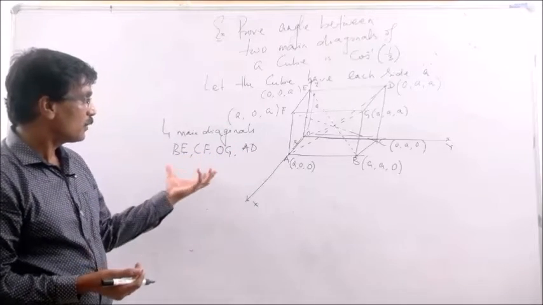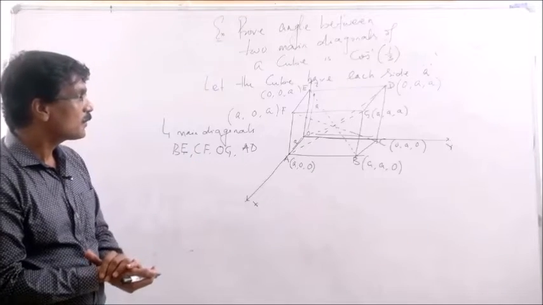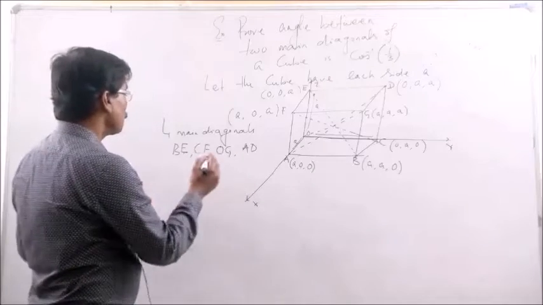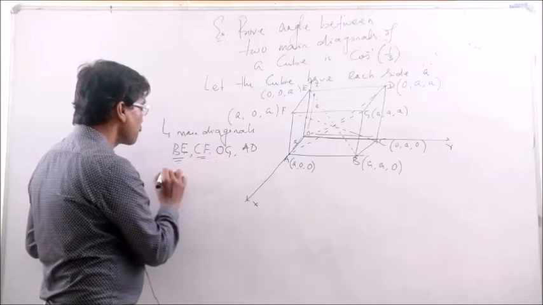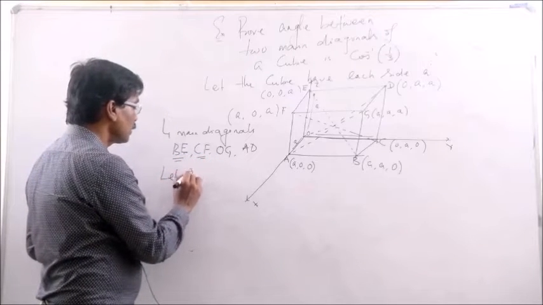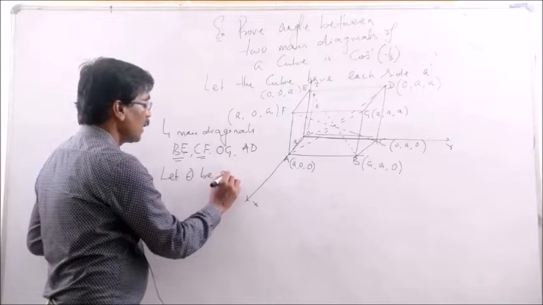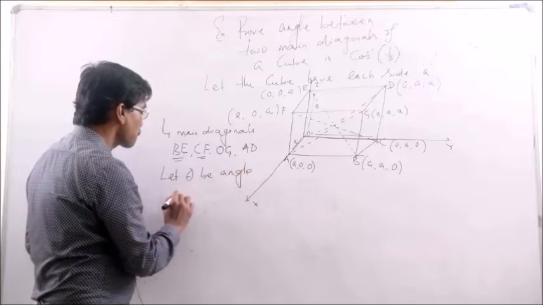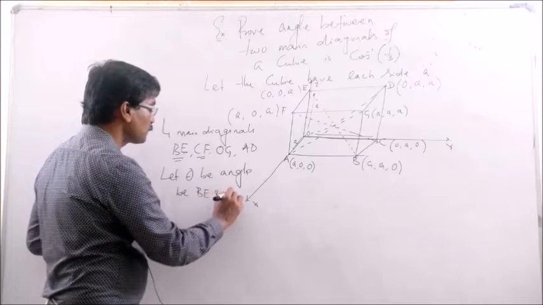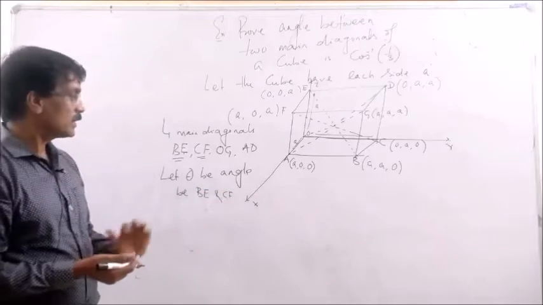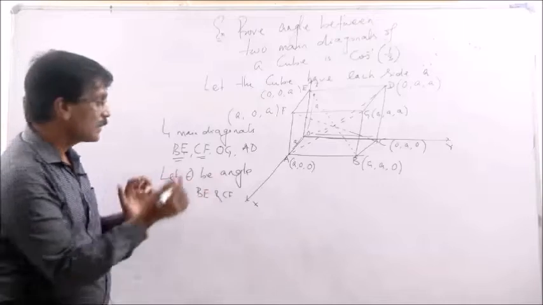Now, out of these 4 you can choose any 2. Suppose we choose BE and CF. Let theta be the angle between BE and CF.